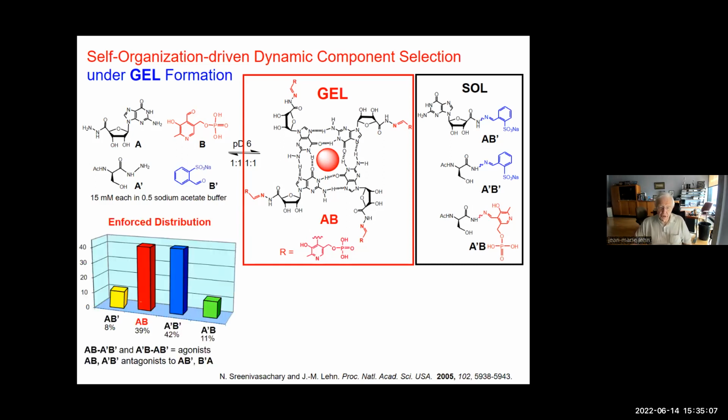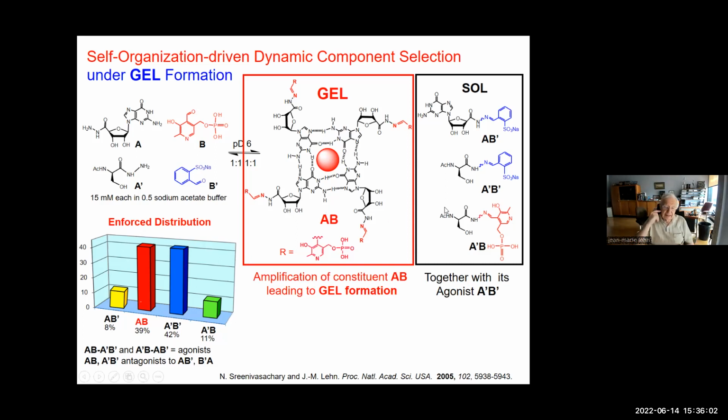If you now look at the distribution, the formation of the gel has enforced the distribution to form AB and A prime B prime, about 40% each, and 10% of each of the other two. These are agonists. AB and A prime B prime are agonists. So they are amplified. And of course, AB prime and A prime B are also agonists, but they are reduced. So AB prime and A prime B go the same way down, and AB and A prime B prime go up, both of them. Amplification of constituent AB has occurred. It is the constituent which leads to gel formation. And at the same time, of course, it amplifies A prime B prime, which is the agonist of AB.